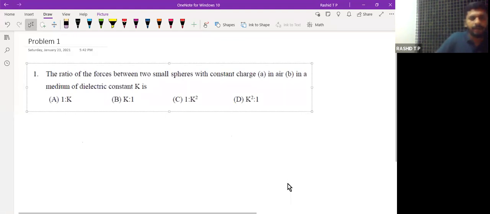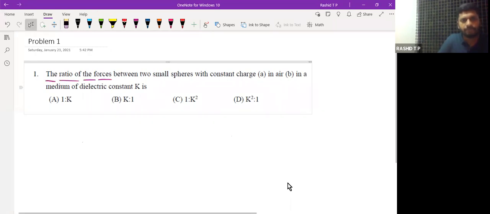Okay, actually our plan is we should not lose any question from the electromagnetic theory. That's why we are starting from the very small topics and we will go to the difficult topics. See, this is the first question.